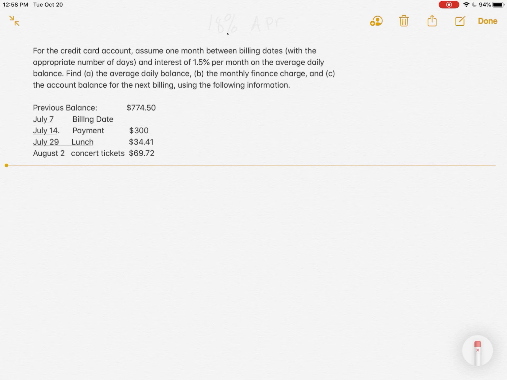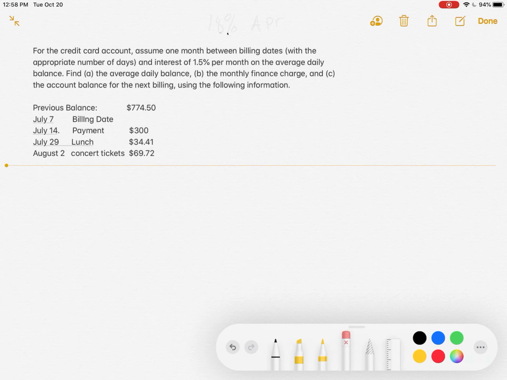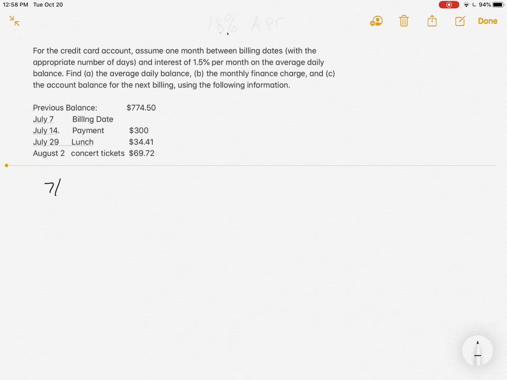So the credit card gets billed on July 7th. So on the 7th of July, so I'll do 7/7, our account balance is $774.50. Then on July 14th, we make a payment. And when we make that payment of $300, our balance drops to $474.50.